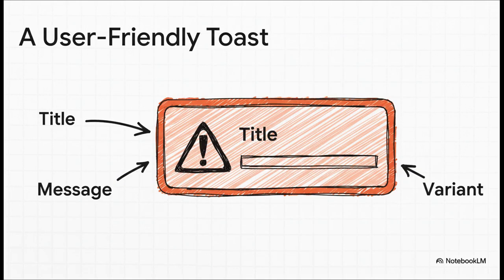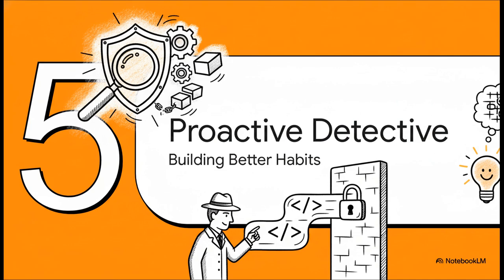So what's the alternative? Well, instead of that mess, we can catch that raw error behind the scenes and show the user something clean and helpful, like a toast notification. A simple, clear message like, "Unable to load data, please try again," tells them what they need to know in plain English. It turns a bad experience into a helpful, professional one. All right, so we've put on our detective hat, we've solved a couple of cases, but what if we could prevent the crime from happening in the first place? Let's talk about shifting from being a reactive detective to a proactive one by building better habits.